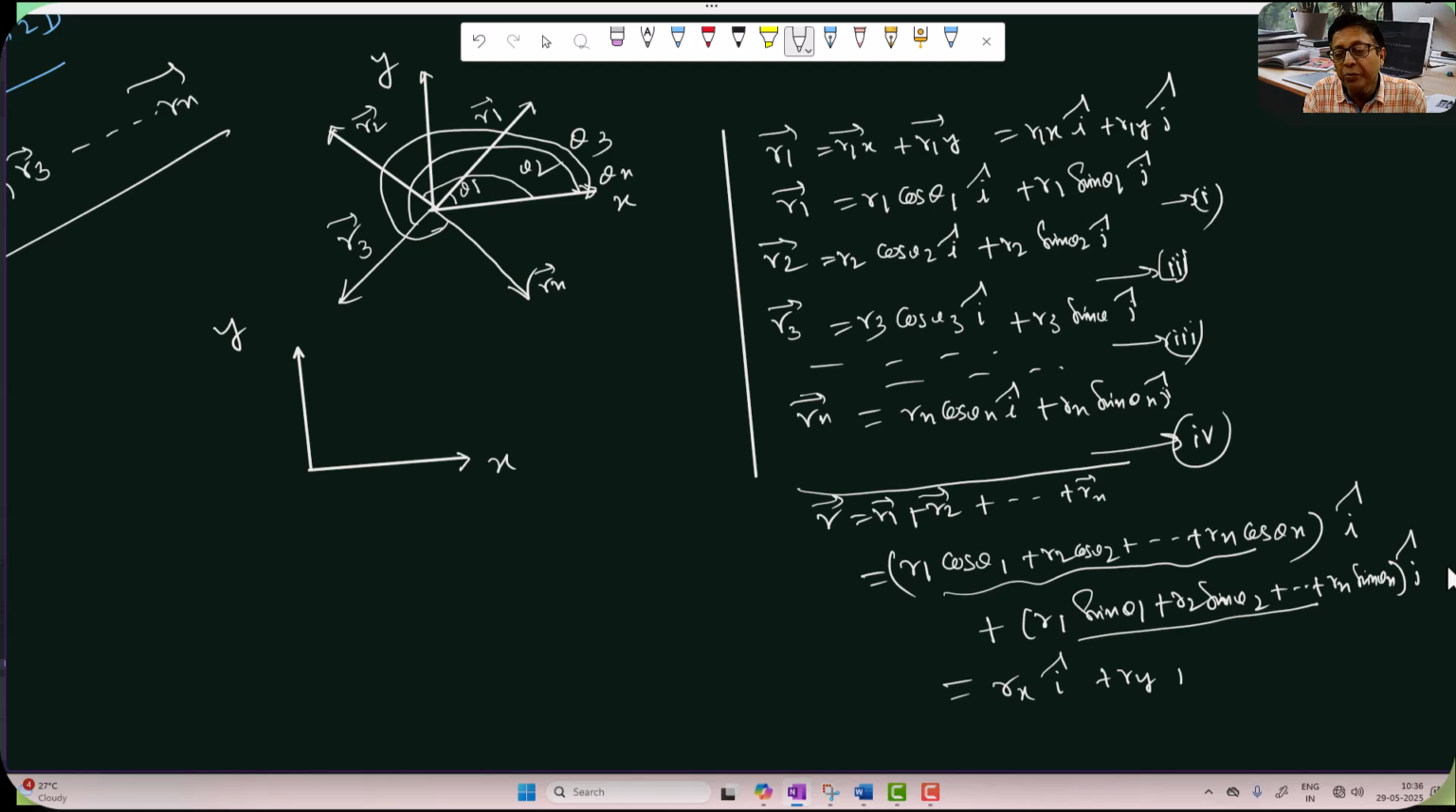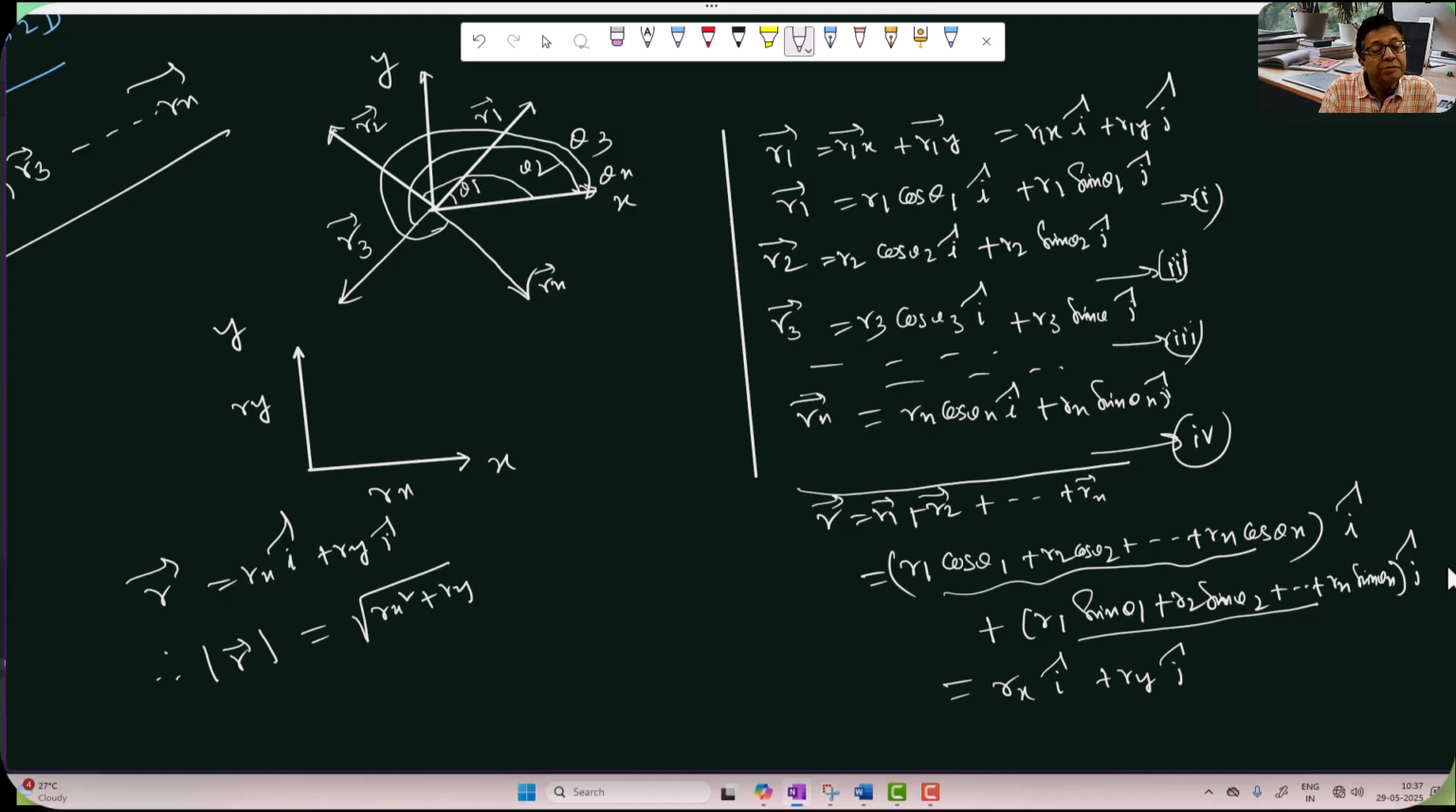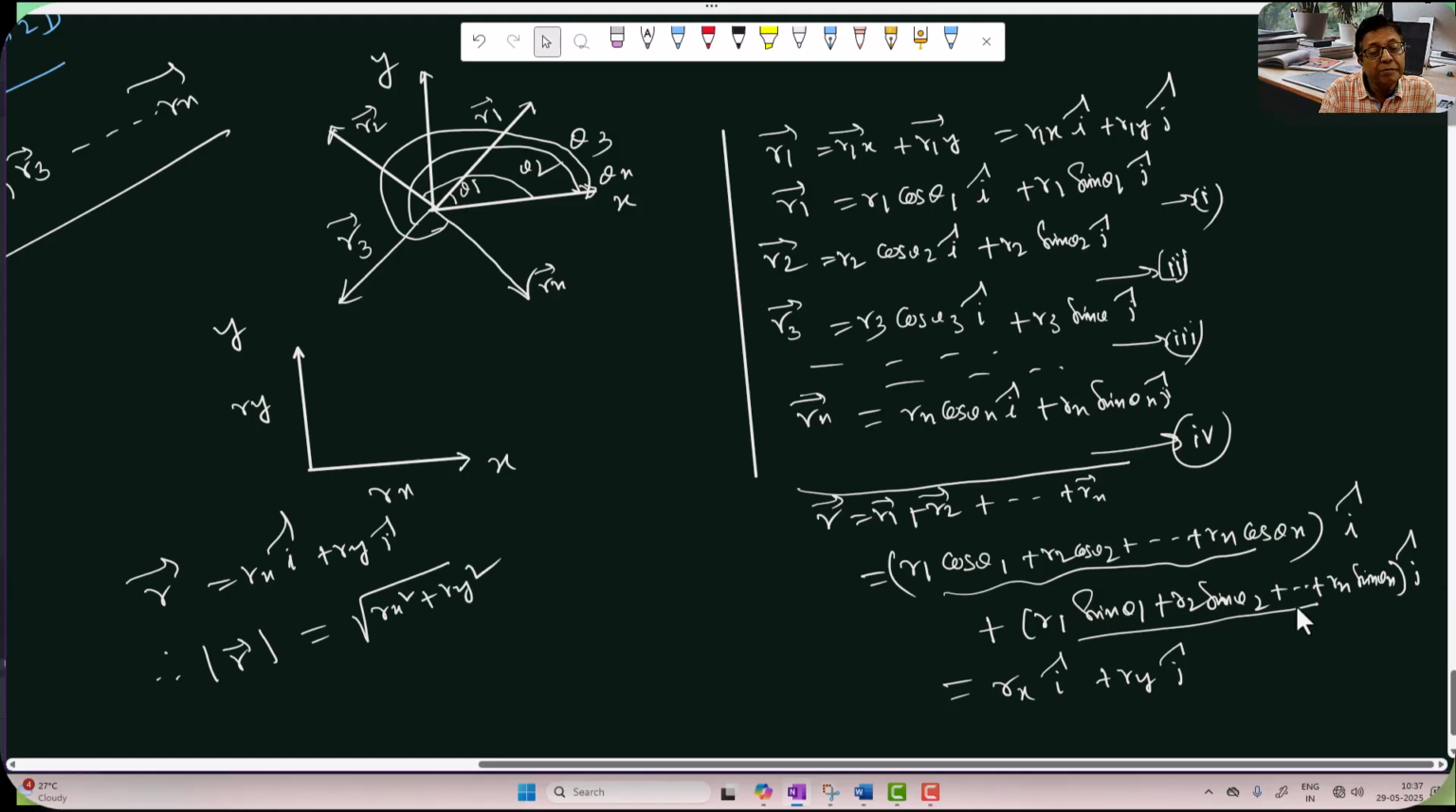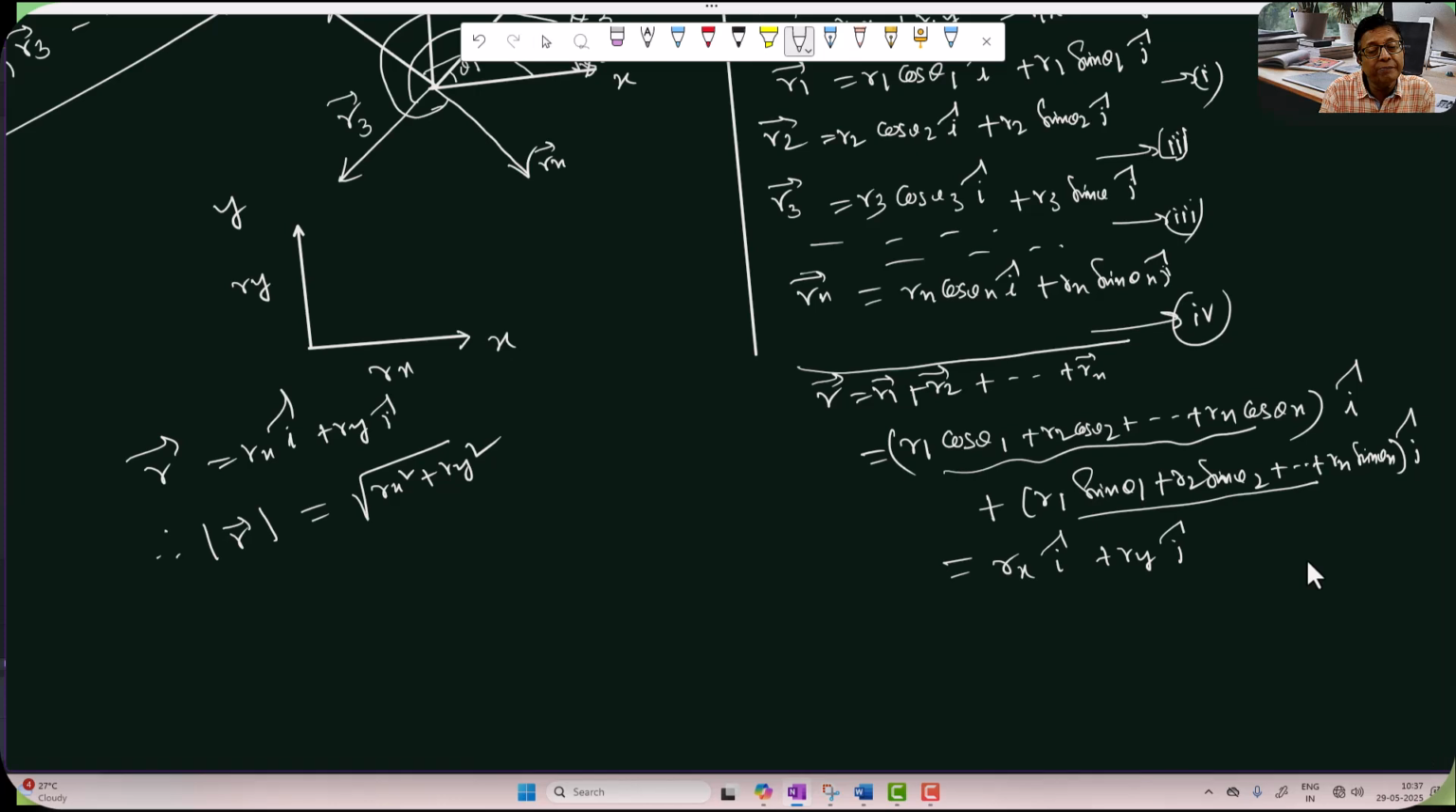And the sum of these components you write Ry, because they are all along y-axis. So you have Rx over there, you have Ry over there. All the vectors replaced by these two components only. So resultant vector we can write Rx i cap, Ry j cap. What is mod R over there? This will be root of Rx square plus Ry square, isn't it?